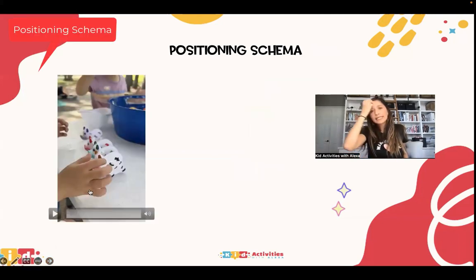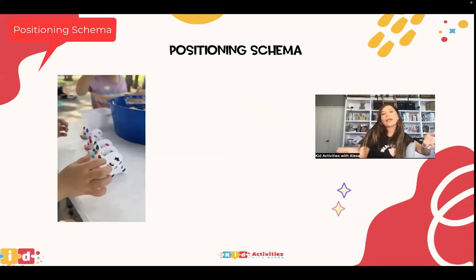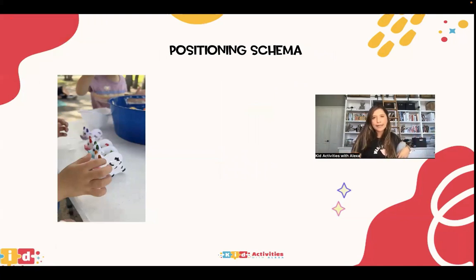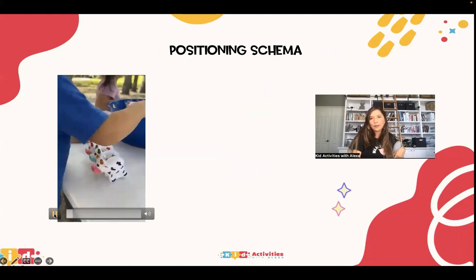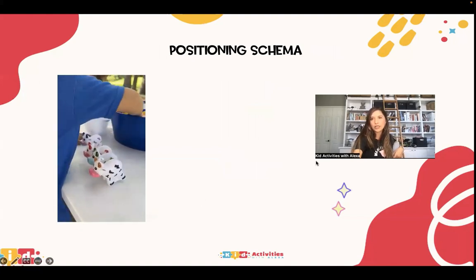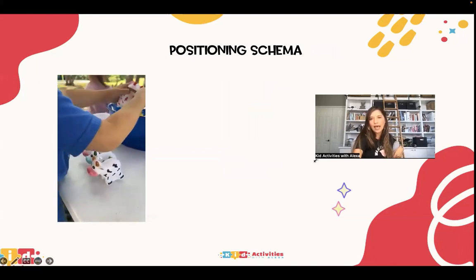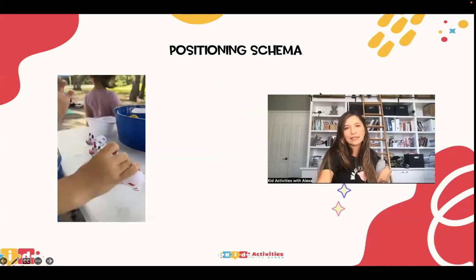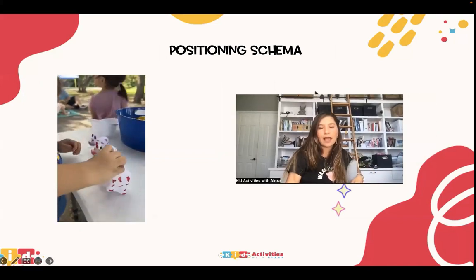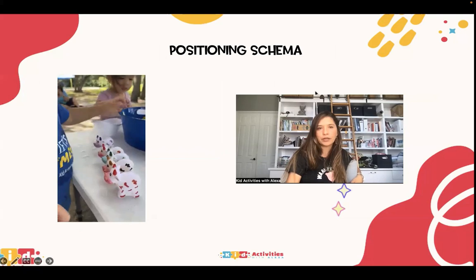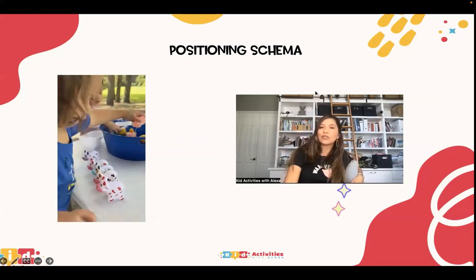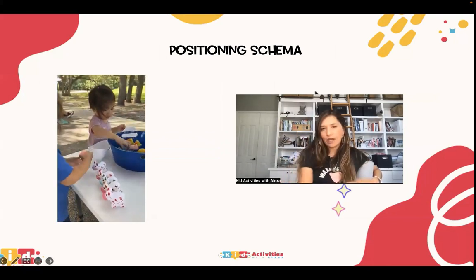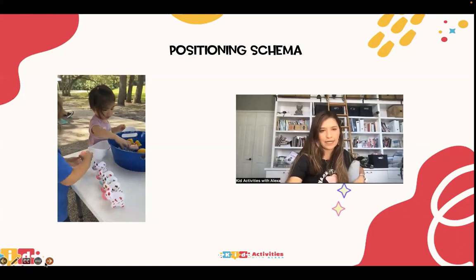So the last one is the positioning schema. And this one is just cute. There's no harm in it, right? They're just basically aligning things. And some people are like, oh my God, my child is OCD. Everything needs to be in a line. It doesn't. They're just enjoying putting things in order. And this is a great opportunity to teach counting, right? If they're aligning 5 little pigs, hey, let's count. Great opportunity for counting activities.